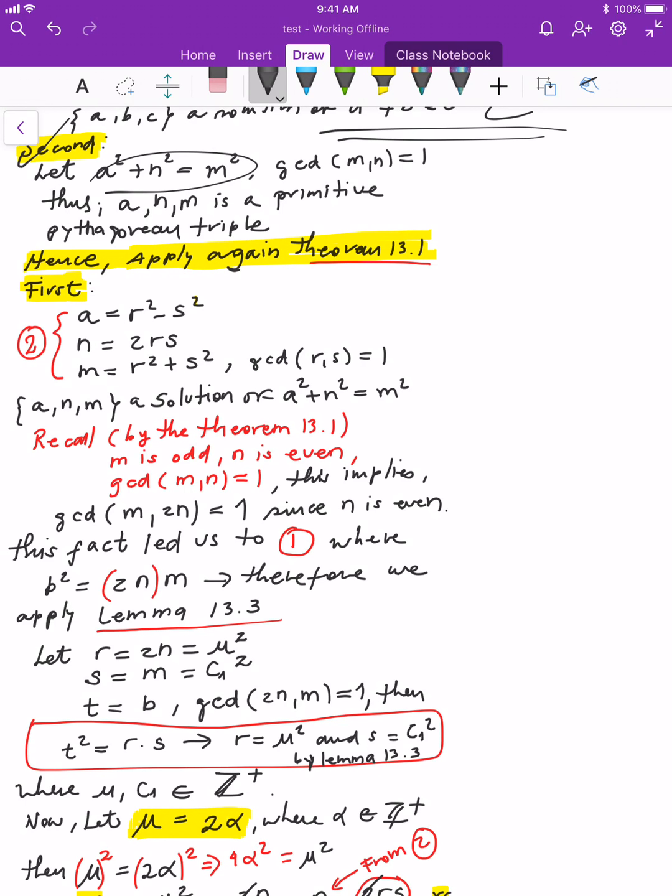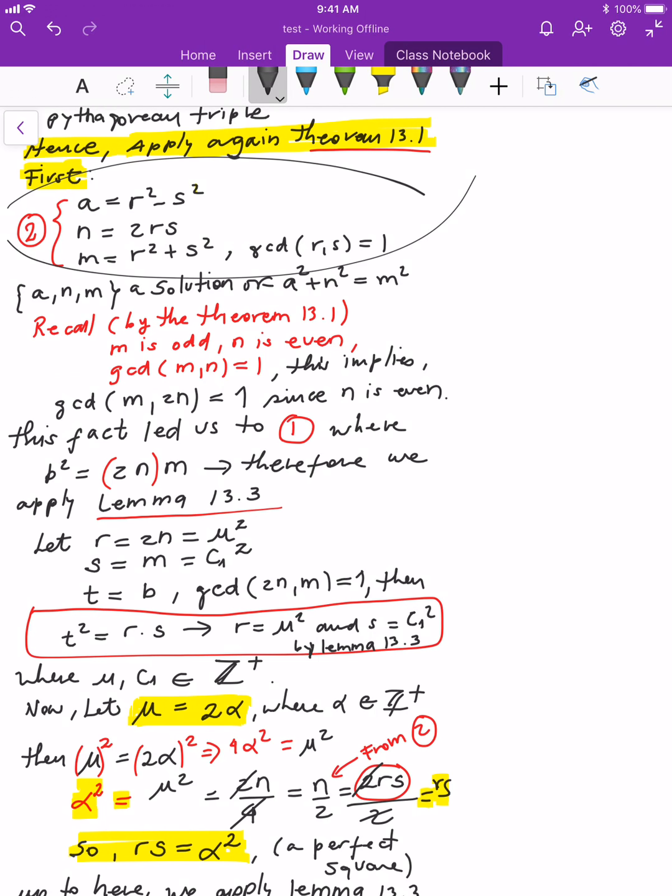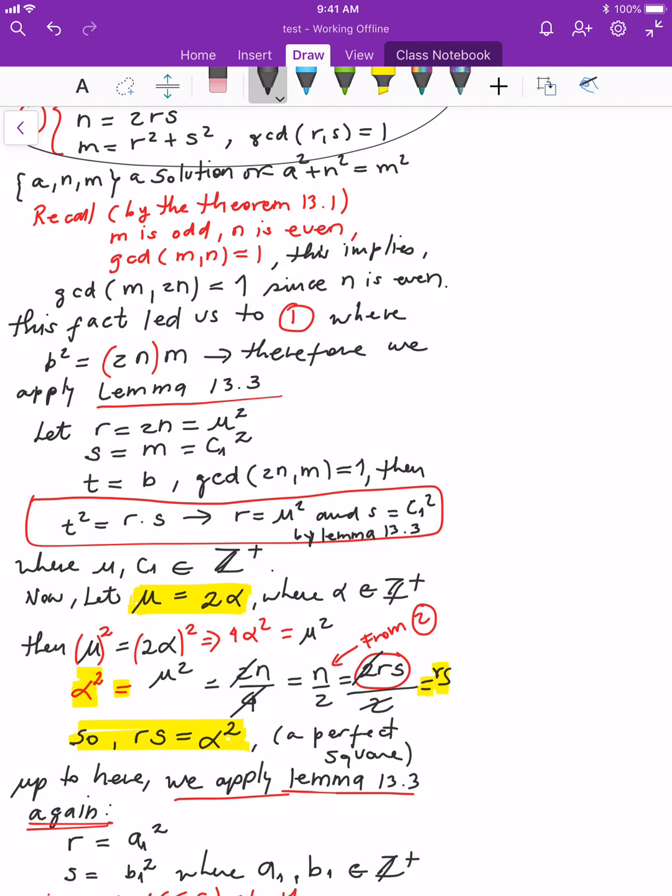Second round, we take again our equations. This one here. We said that the set of solutions a and n has a solution a squared plus n squared equal to m squared. And recall that by 13.1, m is odd and n is even. This is key, because since n is even and GCD of m and n is equal to 1, this implies that the GCD of m and 2n is equal to 1.